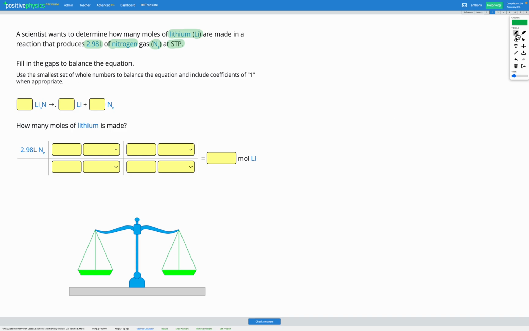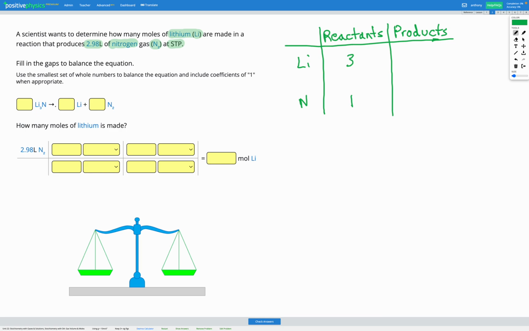Okay, so our first step is going to be balancing our equation. So let's draw a little table to show what we have before and after. So we have lithium and we have nitrogen. In the reactants, I have 3 lithium and 1 nitrogen from Li3N. And then in the products, I have 1 lithium and 2 nitrogen. So I'm going to have a go adding a 2 here so that we'll end up with 2 nitrogens in the reactants to match the 2 in the products.